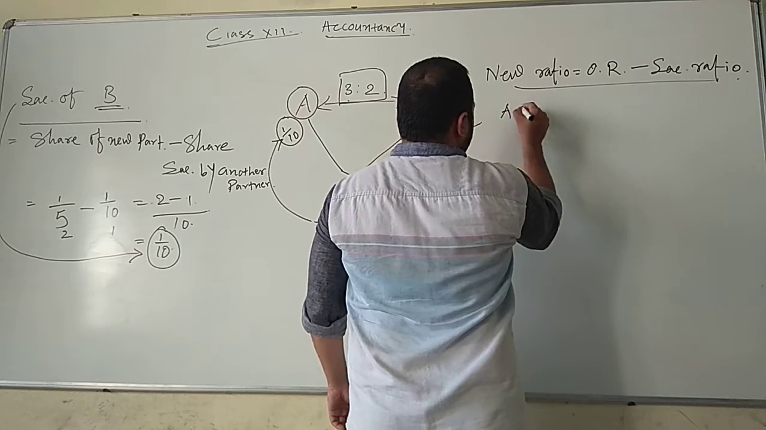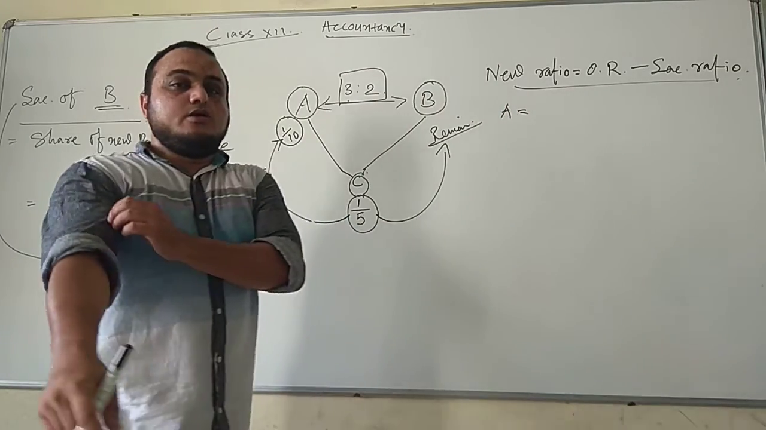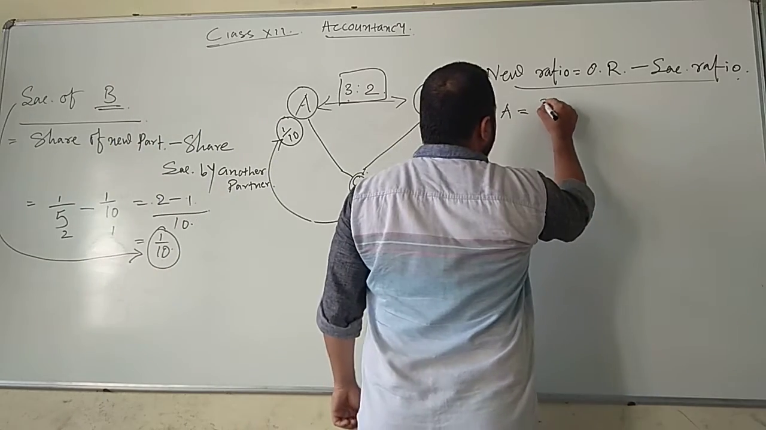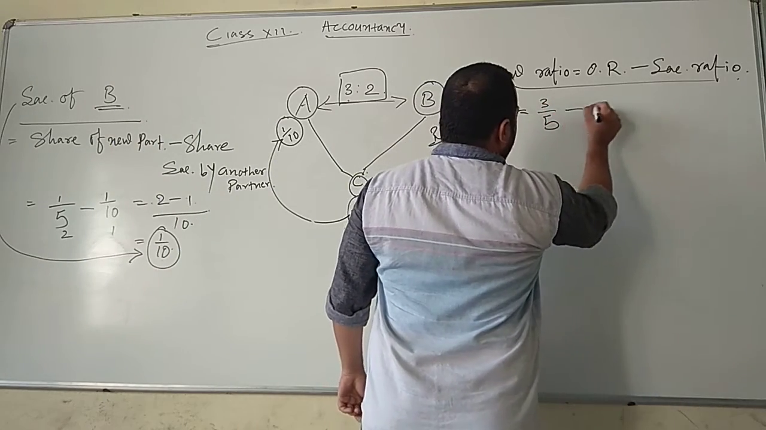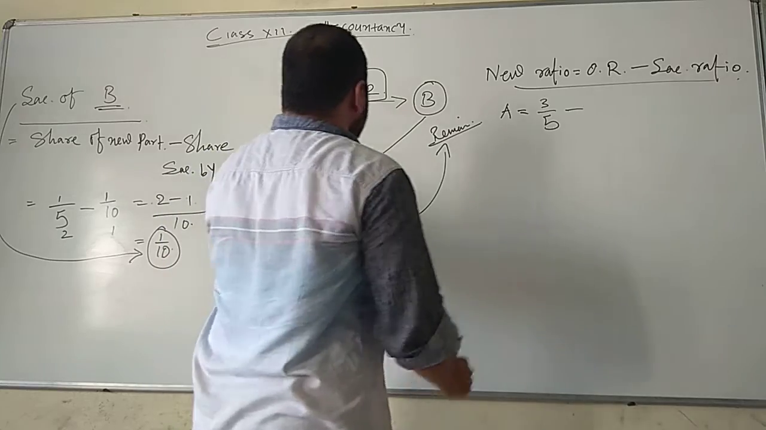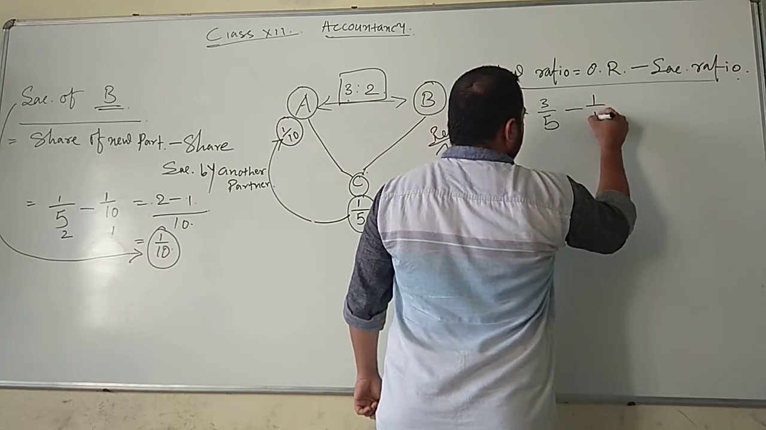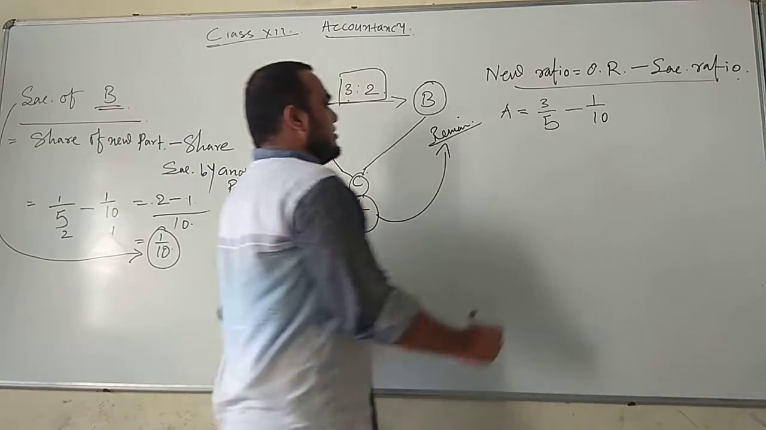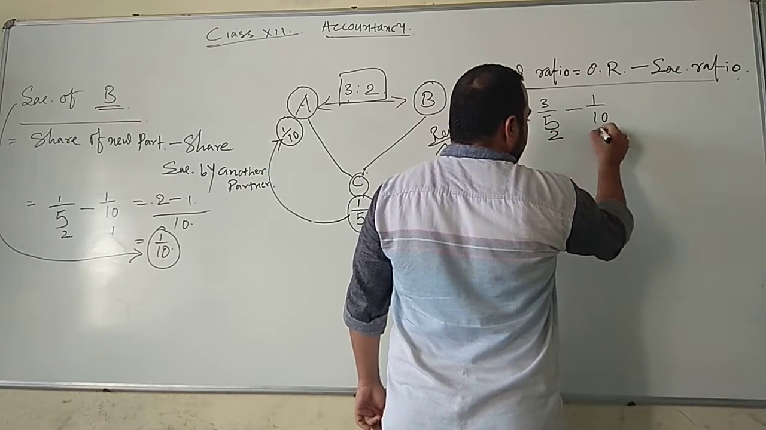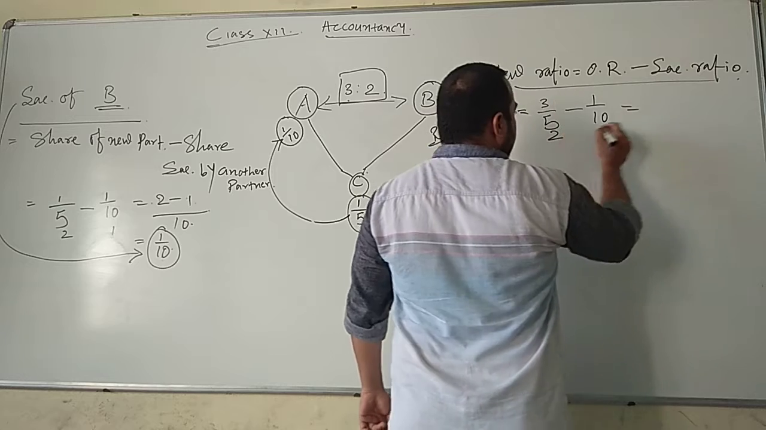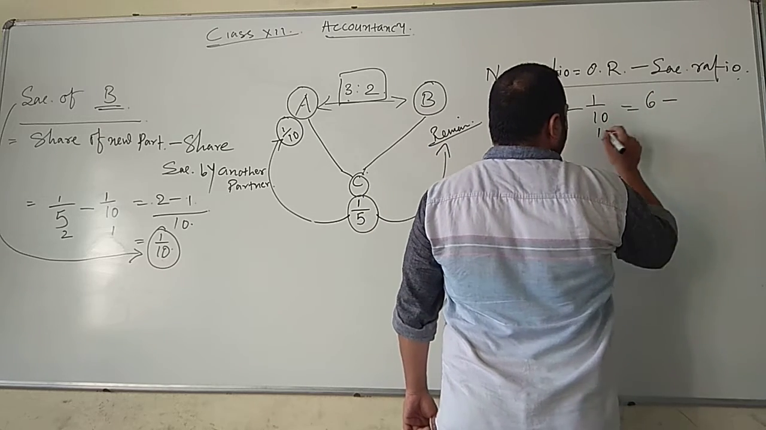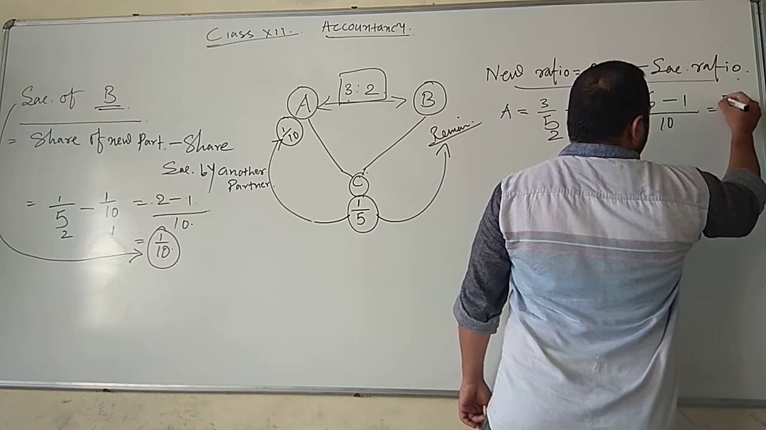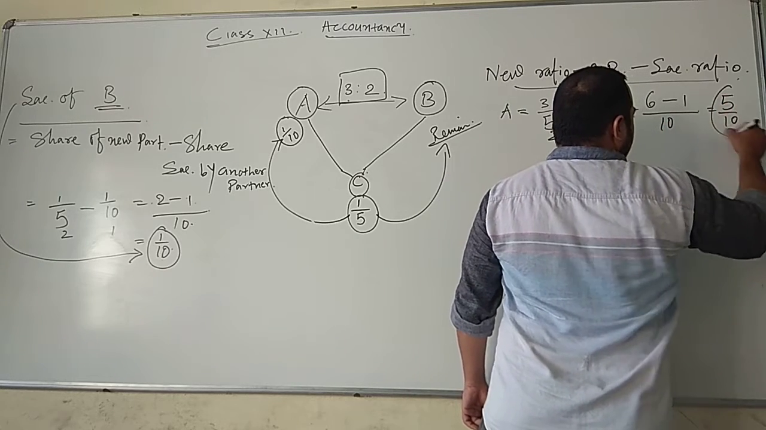A. Old ratio of A, that is 3 upon 5. So I will write down 3 by 5 minus sacrifice ratio 1 by 10. If we take the LCM, 5 2s are 10, 10 1s are 10, 3 2s are 6, minus 1 1s are 1 upon 10. So it is 5 by 10.